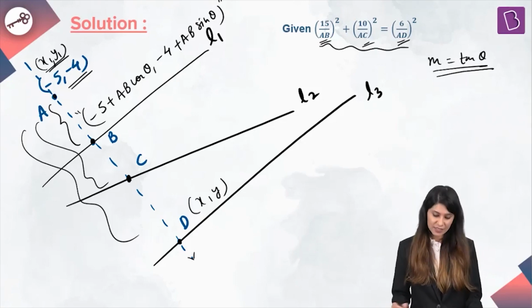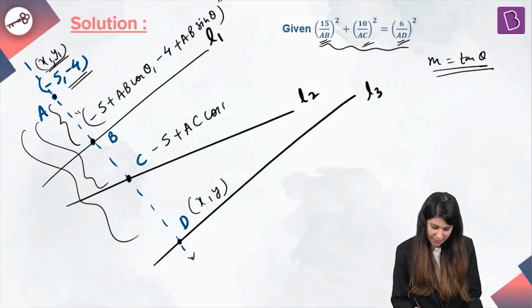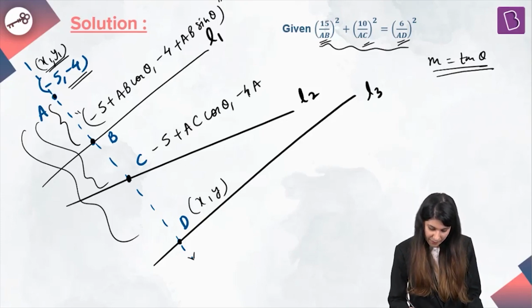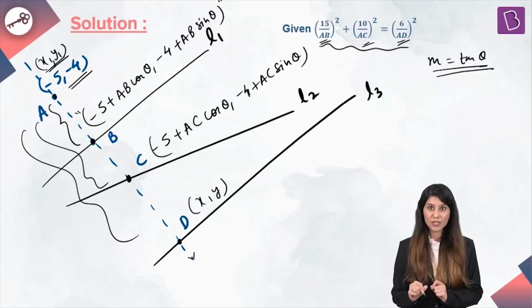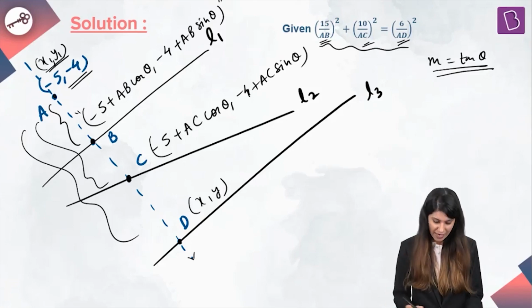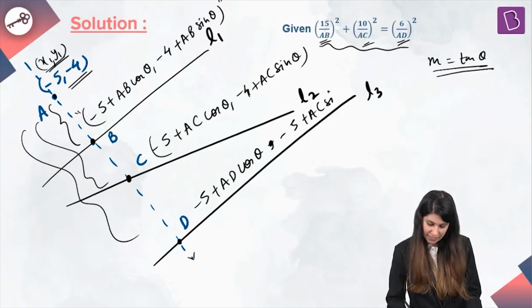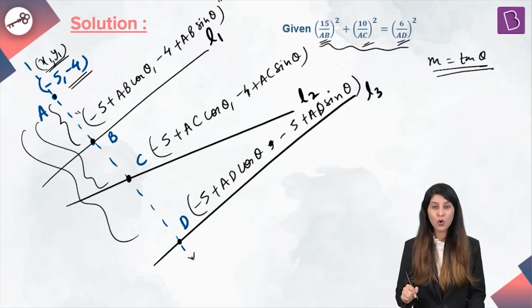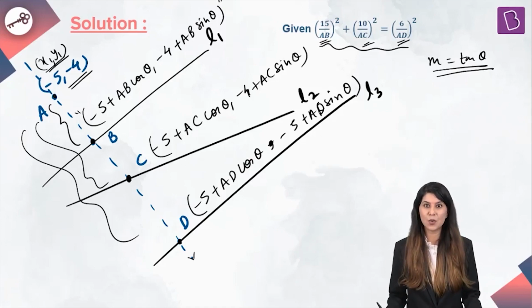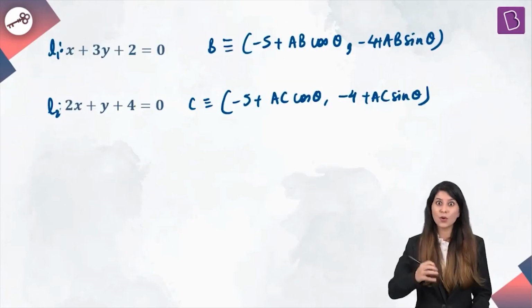Similarly, the coordinates of C will be minus 5 plus, now r is being replaced by AC, so AC cos theta comma minus 4 plus AC sin theta. And now we know the equation of line L2 and the coordinates of point C, so why not satisfy this coordinate in L2? Yes, we'll do that. And similarly, the coordinates of D will be minus 5 plus AD cos theta comma minus 4 plus AD sin theta. We do know the equation of L3 as well, and we'll satisfy these coordinates in L3. So we'll have three equations. Cool. Let's do that, and then we'll see what is actually given.